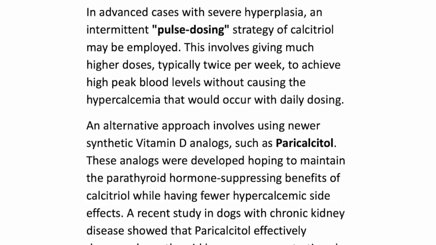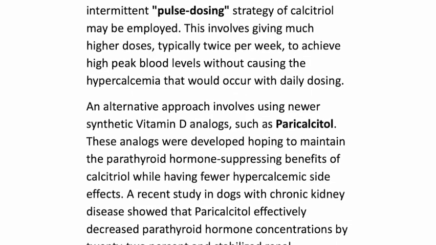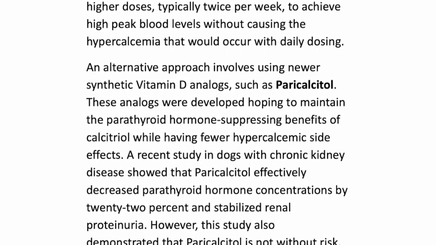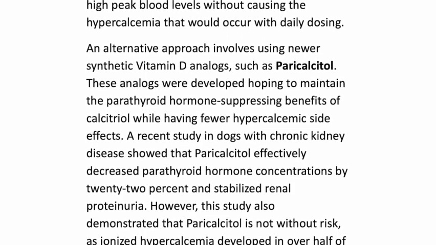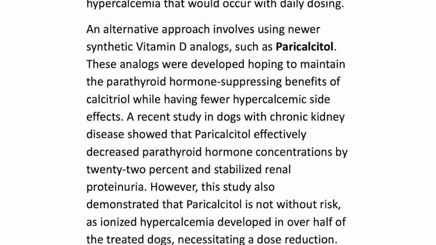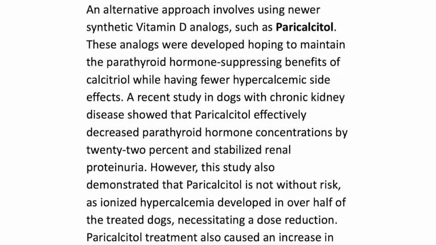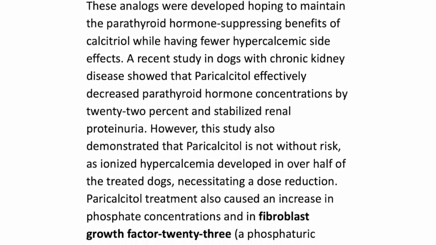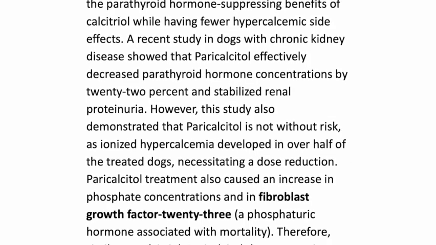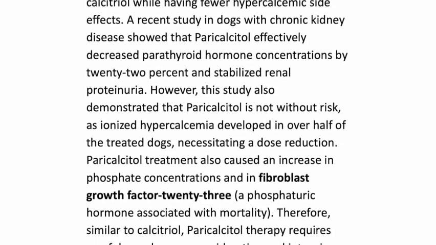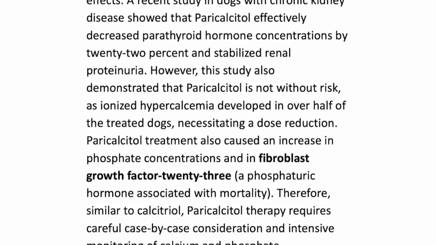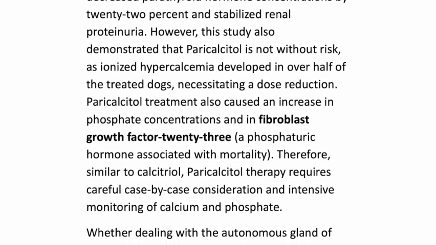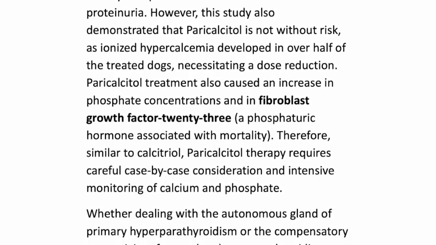A recent study in dogs with chronic kidney disease showed that paricalcitol effectively decreased parathyroid hormone concentrations by 22% and stabilized renal proteinuria. However, this study also demonstrated that paricalcitol is not without risk, as ionized hypercalcemia developed in over half of the treated dogs, necessitating a dose reduction. Paricalcitol treatment also caused an increase in phosphate concentrations and in fibroblast growth factor 23, a phosphaturic hormone associated with mortality. Therefore, similar to calcitriol, paricalcitol therapy requires careful case-by-case consideration and intensive monitoring of calcium and phosphate.